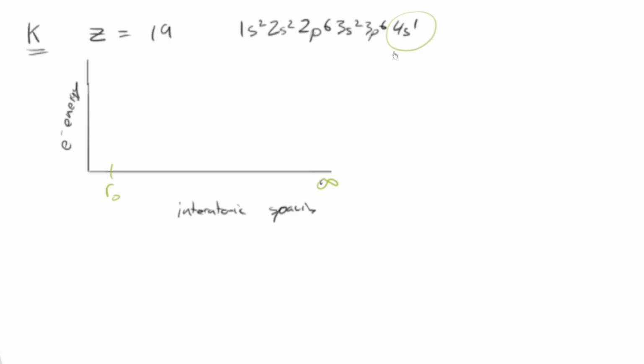What are we concerned with? We're concerned with the valence electrons. So what we're going to have here is 4s, and there's only one electron in it, and that'll become important in just a moment. As we approach R equal to R naught, we get these levels spreading out like that.